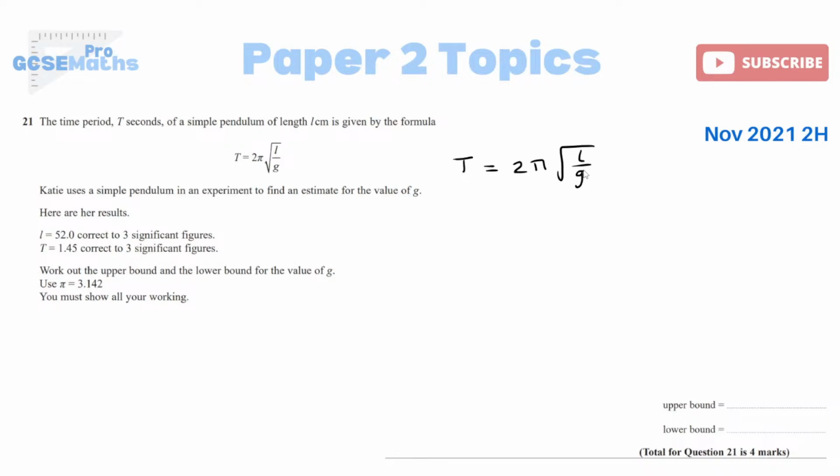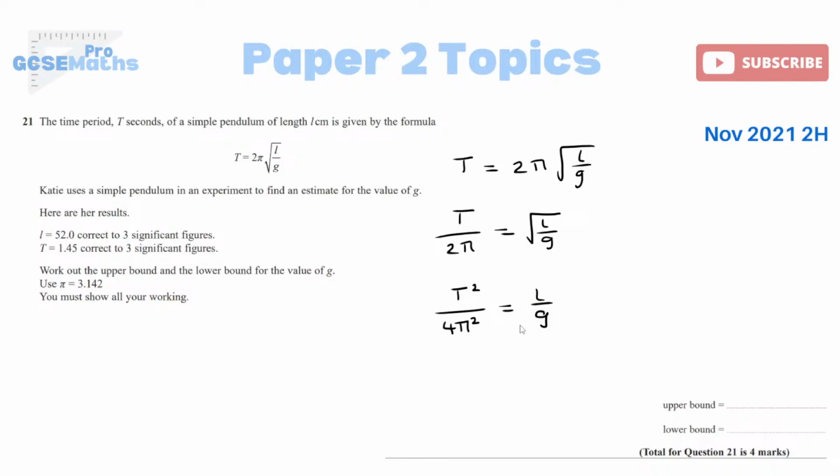So what I did was I divided by the 2 pi to start with. 2 pi, and you've got the square root of L over g, and then I squared both sides. So squaring this fraction, you get t squared over 4 pi squared, and then you just get L over g. But the problem is that g is in the denominator, isn't it? So what I would do is I would cross multiply, or maybe even just multiply by 1, I guess.